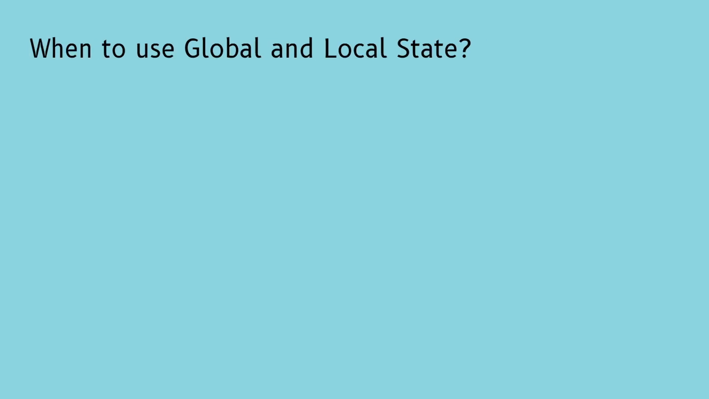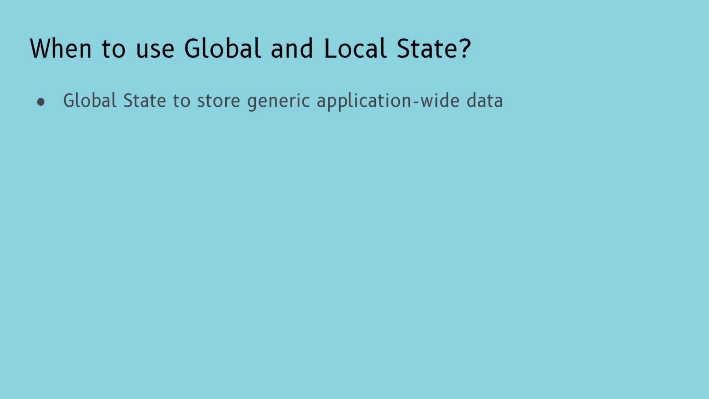When to use global and local state? Typically, you would use global state for storing data or information which is applicable to the wider audience, whereas local state should only be used when you're storing data or information that is specific to that individual account.